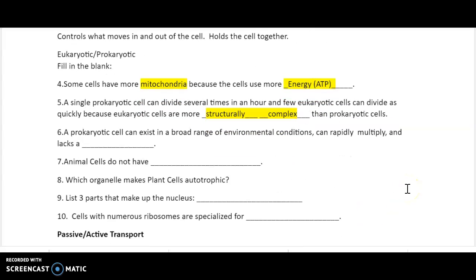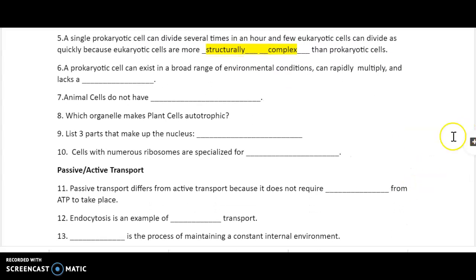Number 6, a prokaryotic cell can exist in a broad range of environmental conditions, can rapidly multiply, and lacks, well, pro means no. Then that means it lacks a nucleus, does not have a nucleus.